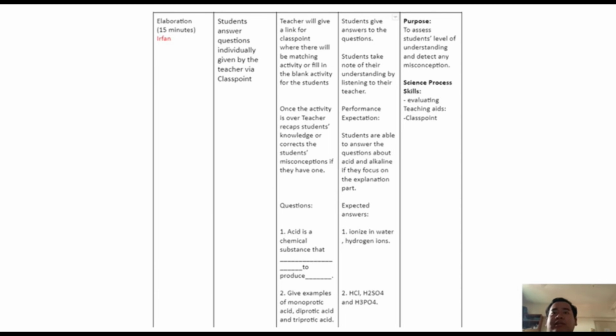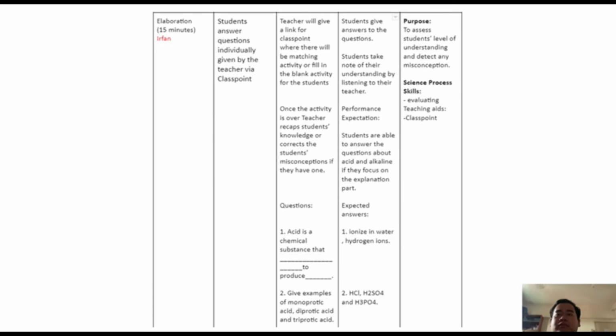And then here's the question: acid is a chemical substance that blank spaces to produce blank spaces. The answer should be ionized in water and hydrogen ions. And then we also will ask, give examples of monoprotic acid, diprotic acid, and triprotic acid, which is monoprotic acid is HCl, diprotic acid is H2SO4, sulfuric acid, and then the triprotic acid is H3PO4.